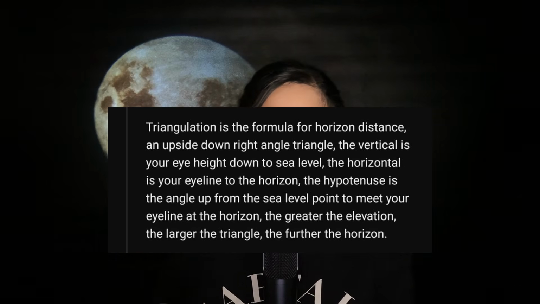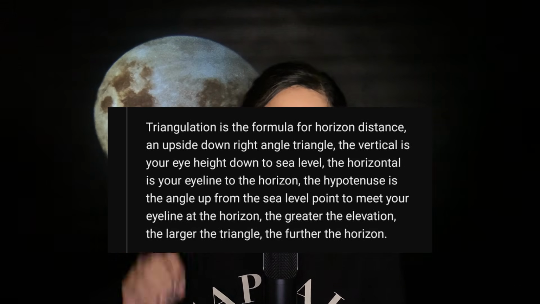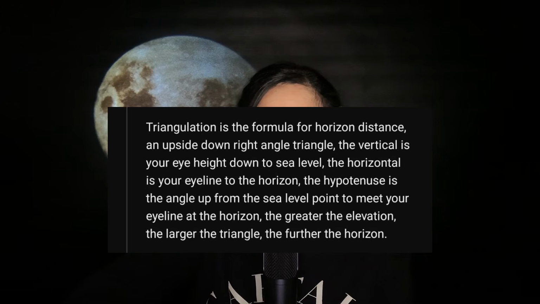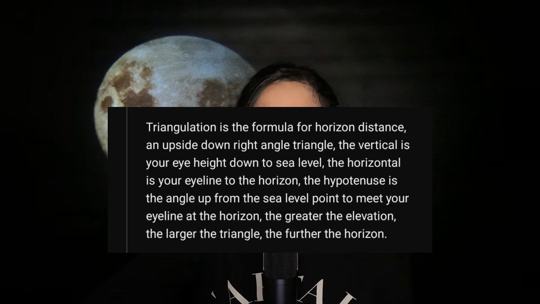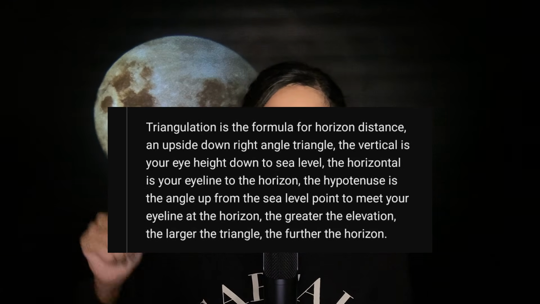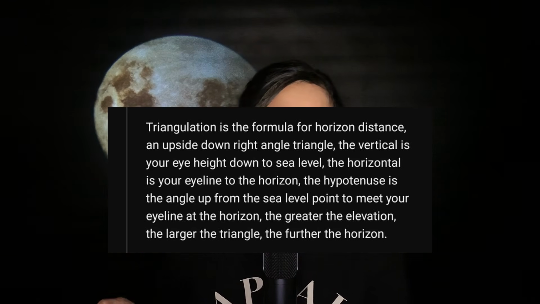Next point, triangulation is the formula for horizon distance, an upside down right angle triangle. The vertical is your eye height down to sea level. The horizontal is your eye line to the horizon. The hypotenuse is the angle up from the sea level point to meet your eye line at the horizon. The greater the elevation, the larger the triangle, the further the horizon. Here, they're trying to describe real geometry and then immediately misunderstanding it.